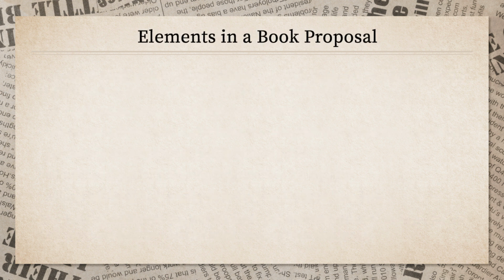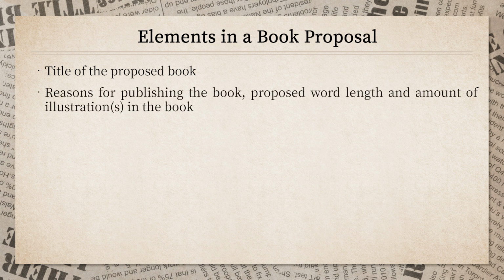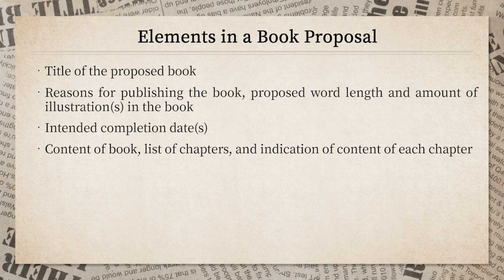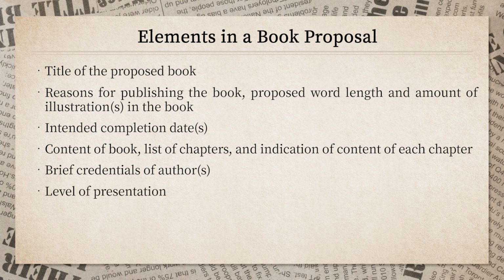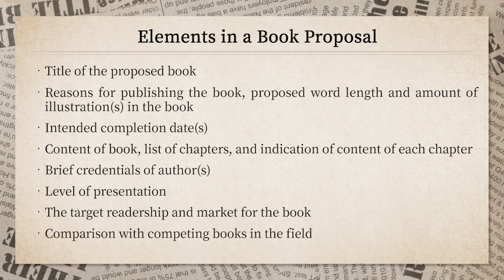Now, you want to know what the elements in a book proposal are. You need to have a title of the proposed book, and also you want to provide the reasons for publishing the book, proposed word length, and amount of illustrations for the book. And also, you need to have intended completion dates, the content of the book, a list of chapters, an indication of the content of each chapter. And you have brief credentials of the authors or the author yourself. And you have a level of presentation. And you have a targeted readership and a market for the book. And finally, you want to have a comparison with competing books in the field. All of this information needs to be provided for the publisher's judgment and consideration.